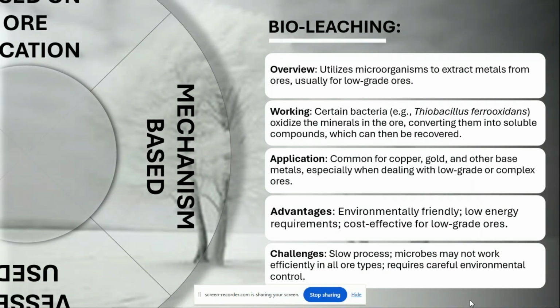Furthermore, another example of leaching is bioleaching, which is mechanism based. Bioleaching is carried out by microorganisms that extract the required metals from ores. It is usually done for low grade ores. The working principle is simply that certain bacteria are mixed into ore material and they extract the required metals. Its application is also generally used for extraction of valuable materials like gold, copper, etc.